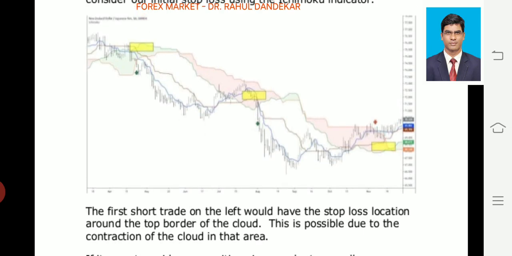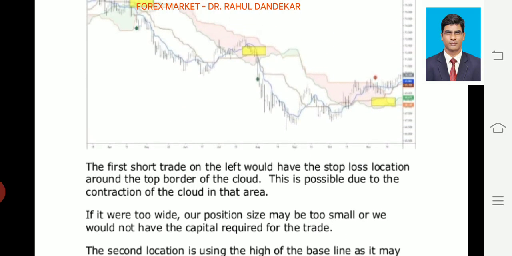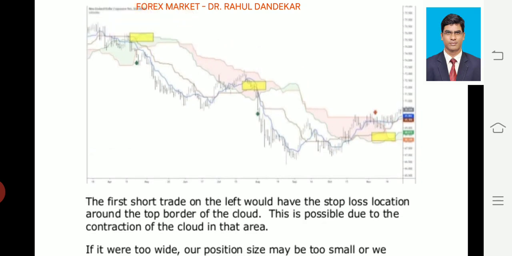The first short trade on the left would have the stop loss location around the top border of the cloud. This is possible due to the contraction of the cloud in that area. If it were too wide, our position size may be too small or we would not have the capital required for the trade.